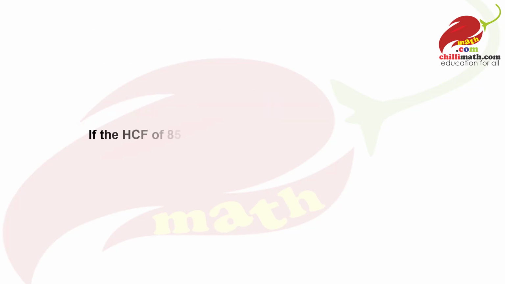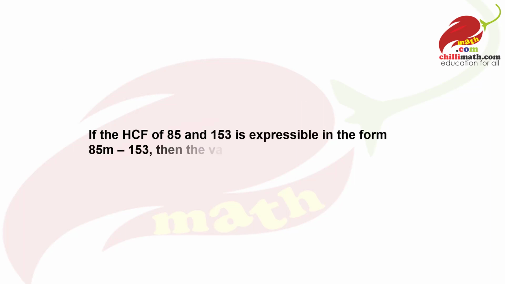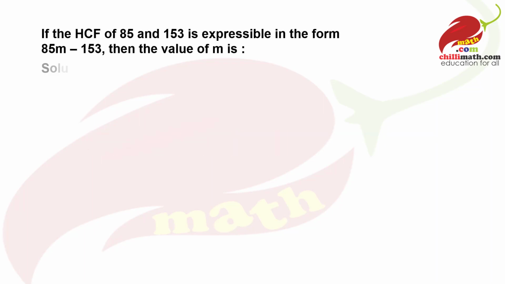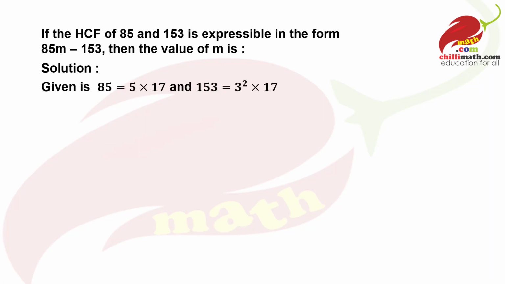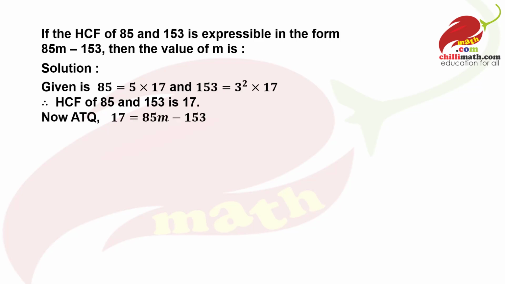If the HCF of 85 and 153 is expressible in the form 85m minus 153, then the value of m is. Solution. Given is 85 equals 5 times 17 and 153 equals 3 squared times 17. Therefore the HCF of 85 and 153 is 17. Now according to the question, 17 equals 85m minus 153, that is m equals 2.